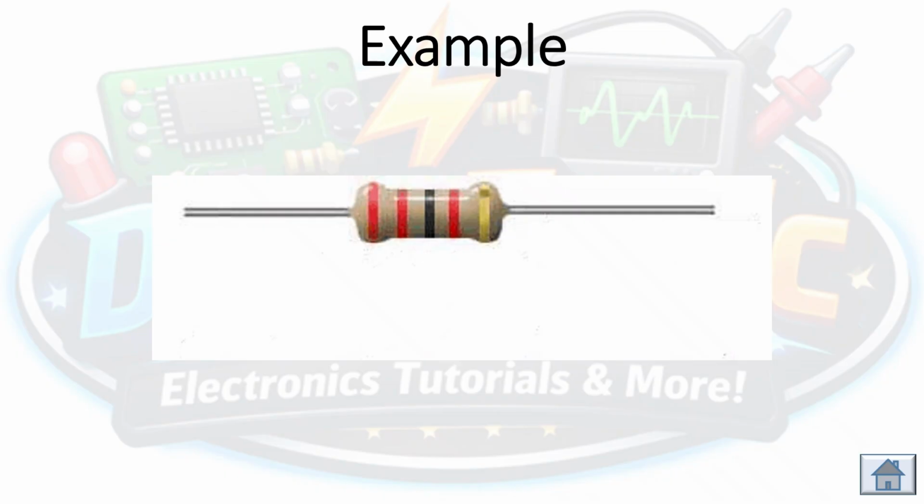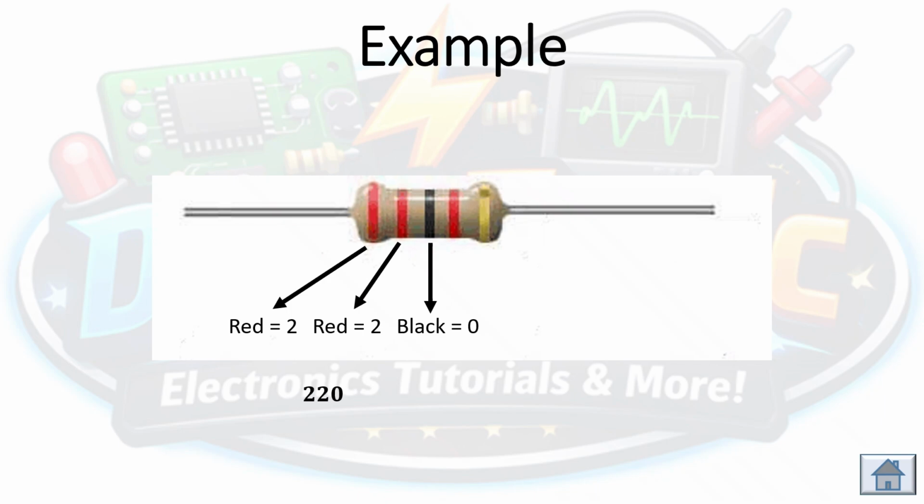Let's take this one. Just like what we did earlier, we have to scan the colors from left to right compared with the table. First color is red, that's a 2. Second color is also red, that's another 2. Third color is black, that's a 0. So we have 220 as the first three digits.